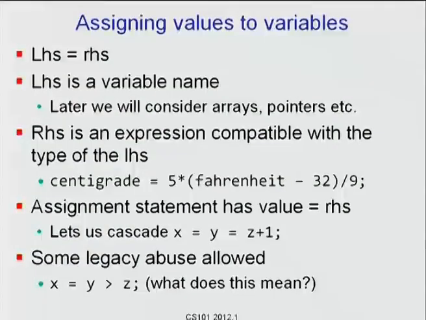Now C and C++ unfortunately allow some legacy abuse. For example, you could say x equals y greater than z. Okay, what does that even mean? So this second greater than is a test. It compares y and z, and if y is larger than z, then the value of this expression is 1, otherwise it is 0. So logical or Boolean values are collapsed into integers, except that false is 0 and true is 1 or maybe any other non-zero value. And that's a problem, it's a bug, it's not a feature.